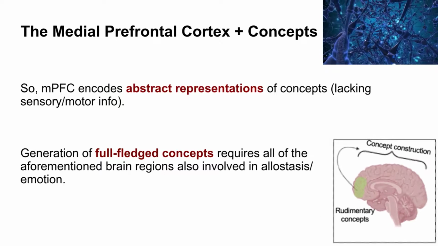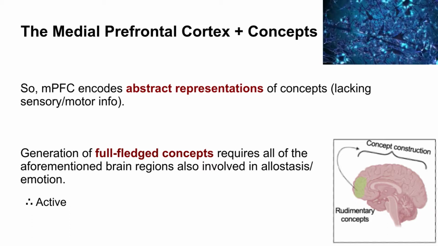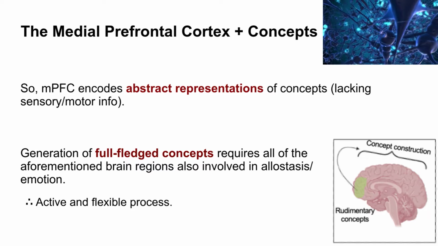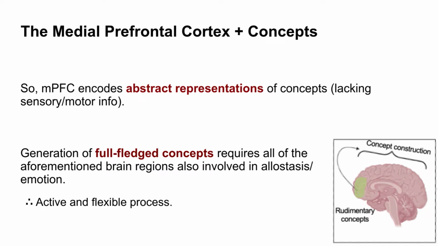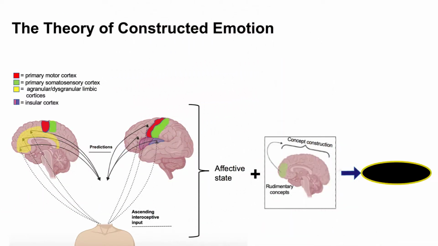The idea is that the medial prefrontal cortex encodes these abstract representations of concepts, but that the generation of full-fledged concepts requires the recruitment of all of the aforementioned brain regions that we've looked at, including the limbic system and certain additional cortical areas. And that's the theory of constructed emotion, which depicts emotions as highly adaptive phenomena that the brain actively and flexibly constructs. This theory also effectively showcases the true role of the brain as an organ, ceaselessly working away to generate predictions regarding your energy requirements and general physiological status, while simultaneously responding to incoming information from the body.